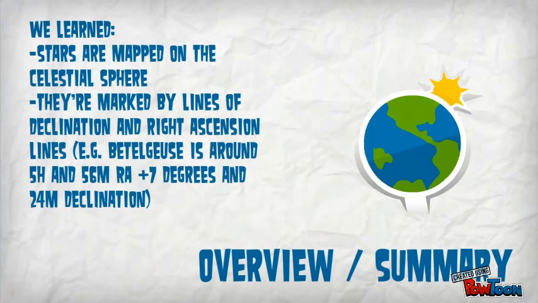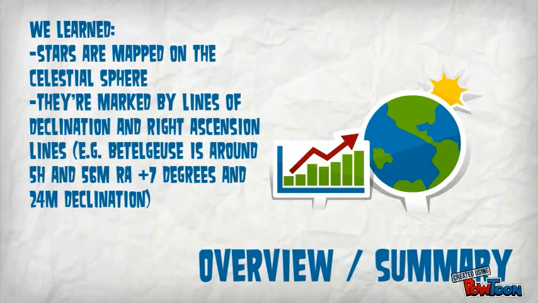Okay, so we learned today that stars are mapped on the celestial sphere and they are marked by lines of declination and right ascension. For example, Betelgeuse is at around 5 hours and 56 minutes right ascension and positive 7 degrees and 4 minutes declination.